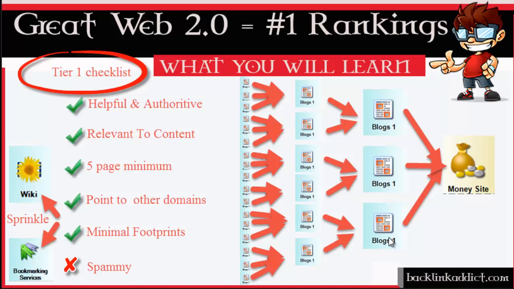We want minimal footprints on these sites, relevant and contextual, but we do not want this blog to look anything like this blog, or this blog to look anything like that blog, or be able to be compared in any way. We don't want any spammy content on this tier, and if we're not going to do anything else, we want to at least sprinkle them with wikis and bookmarks. So this would be our first tier, this would be our second tier, and this would be our third tier.